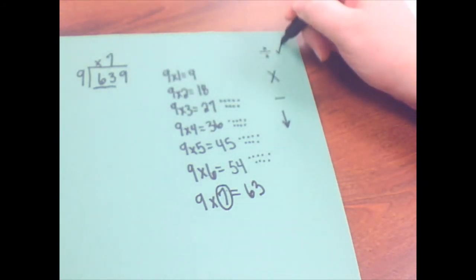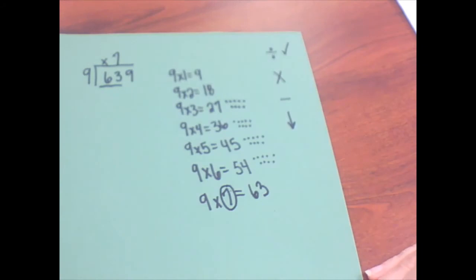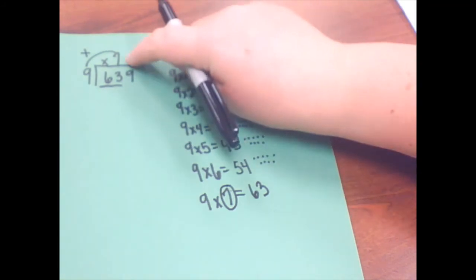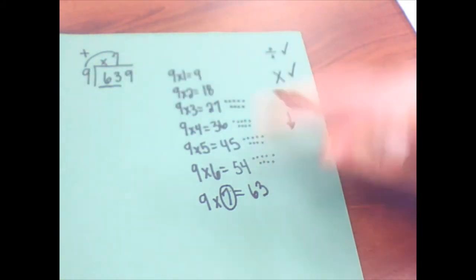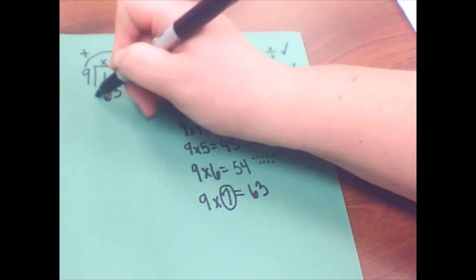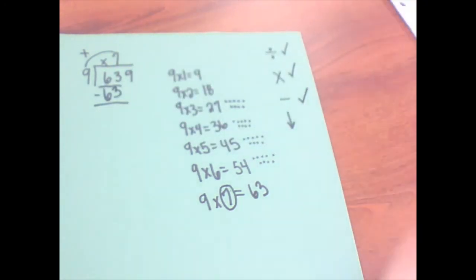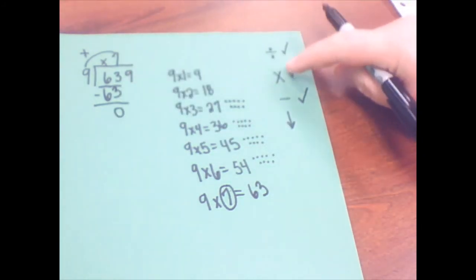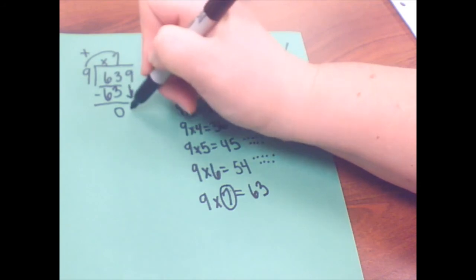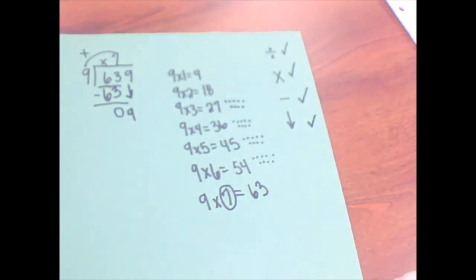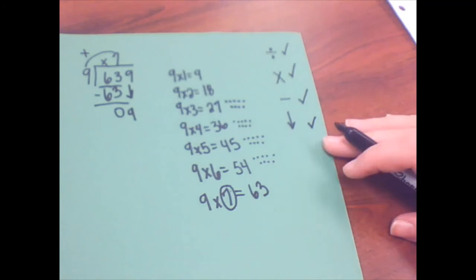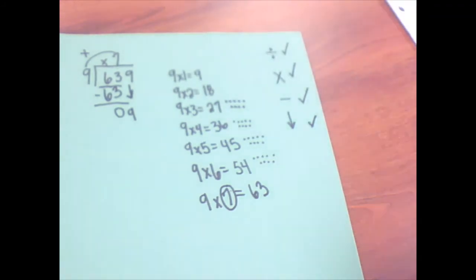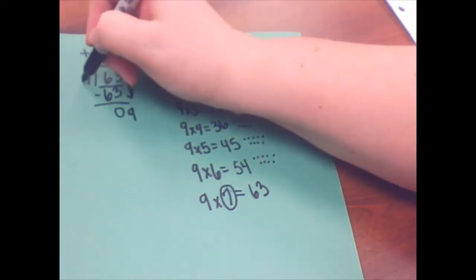That's my first part. I divided. Now I need to multiply down. That's my multiply. 7 times 9 is 63. Divide, multiply, subtract. 63 minus 63 is 0. Divide, multiply, subtract. Bring down that number. And then remember what I said, we start our division process again because every number needs to have a number above it, and this 9 does not. So I'm back to division.